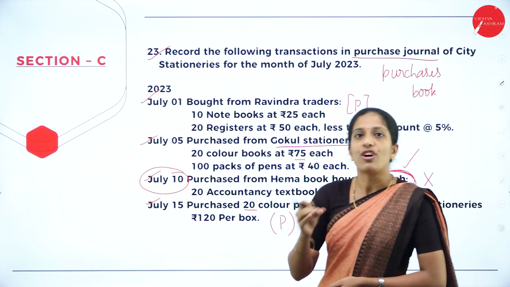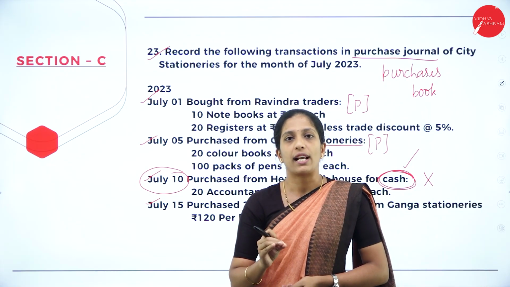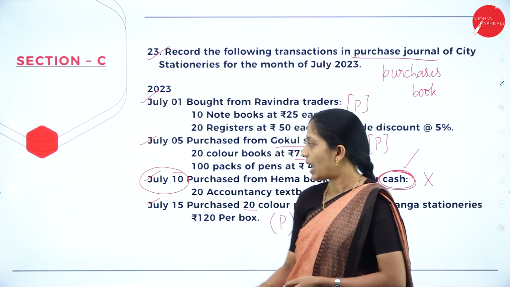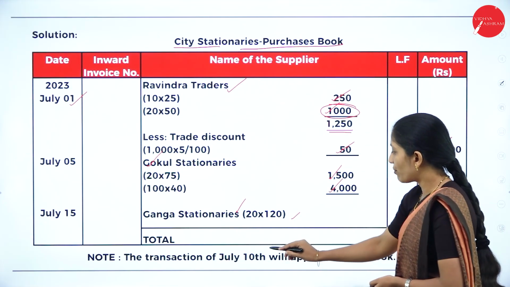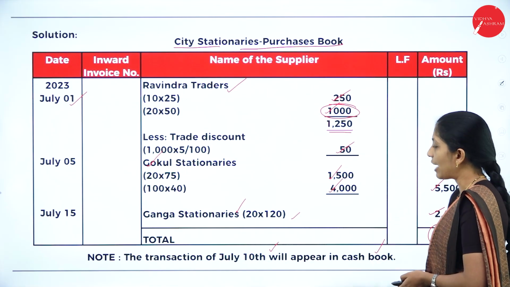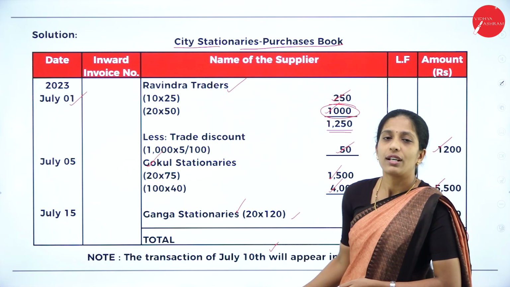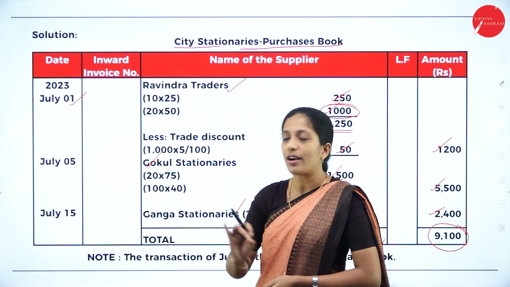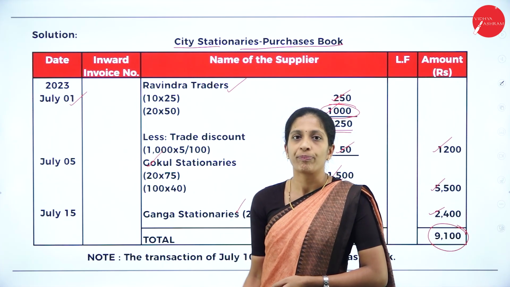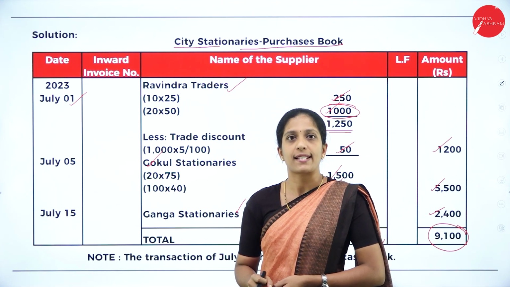Since we are not writing it, you have to prepare a note for it, because your note also carries marks. The transactions of July 10th will appear in the cash book. So, we are going to write it in the cash book. We have not recorded it in the purchases book. Hope you are clear about this question on subsidiary books.